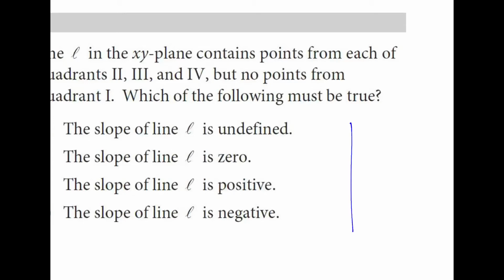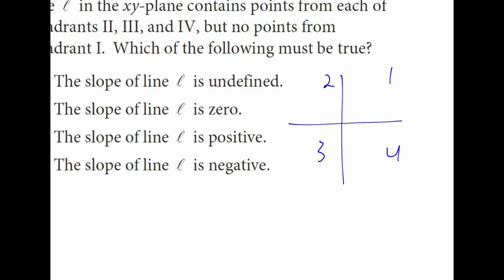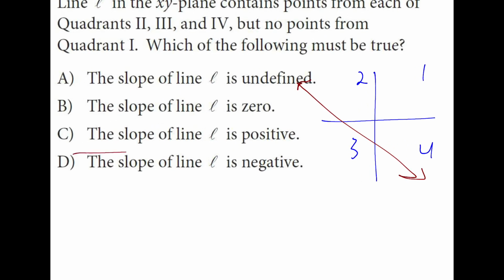If a line contains points from quadrants 2, 3, and 4, but no points from quadrant 1, which of the following must be true? I'm guessing it's going to be a line that goes like this. So the slope is going to be negative.